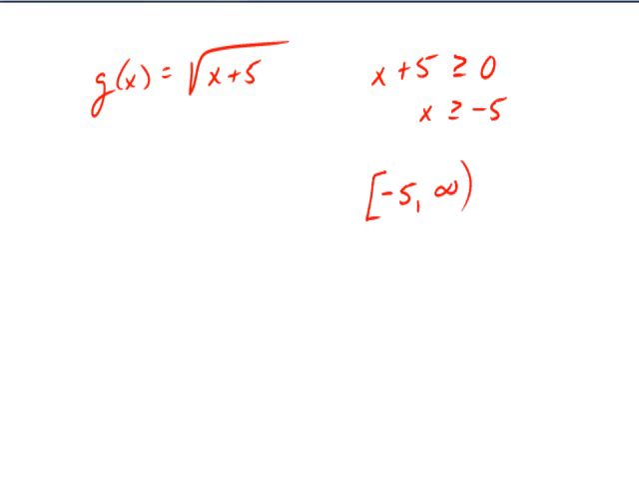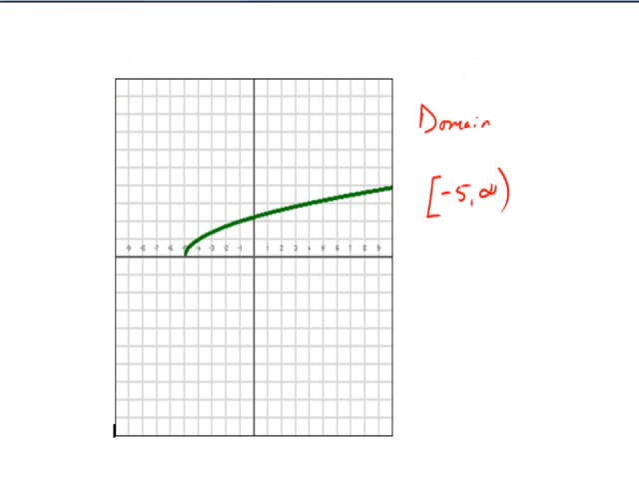Let's look at a graph of this function. Here's the graph of that square root function. Notice from left to right, nothing's being graphed to the left of -5, but as soon as we reach -5, we graph the x values from -5 off to infinity.